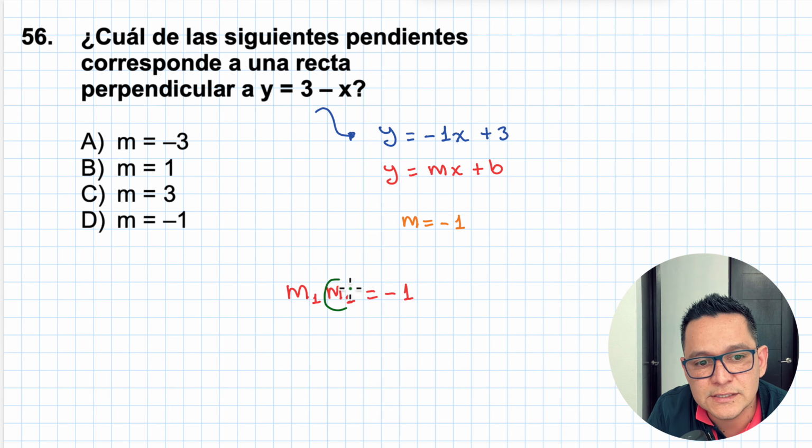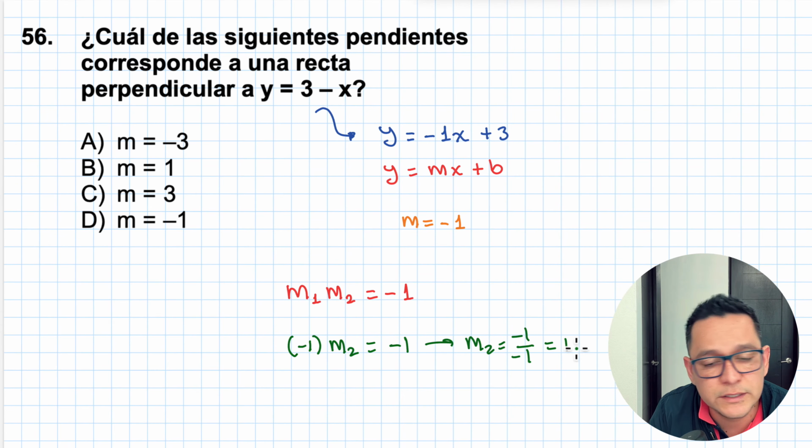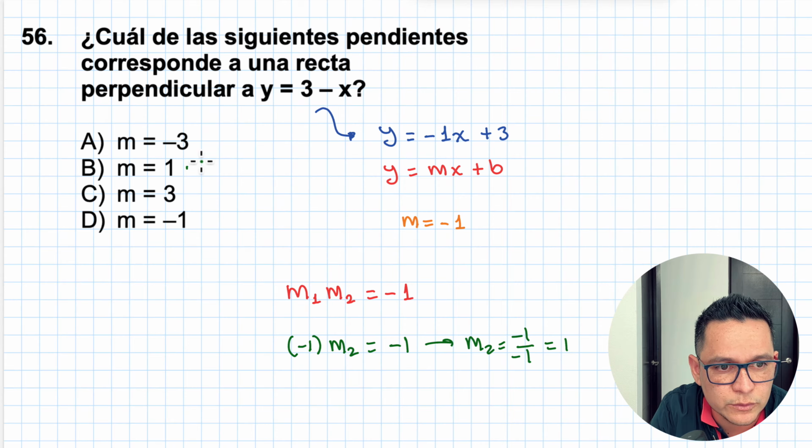Let's say it's slope 2 that I don't know, but I already have slope 1, which is the slope of this line. So I would have slope 1, which is minus 1, times slope 2, which is the one I don't know, equal to minus 1. And from here we solve for slope 2. So I get minus 1 divided by minus 1, and that's 1. So the slope of line 2 is equal to 1. We select option B. Done.